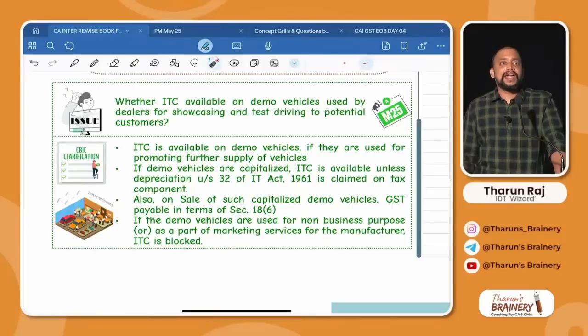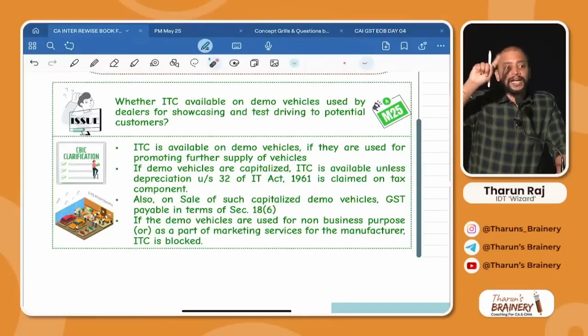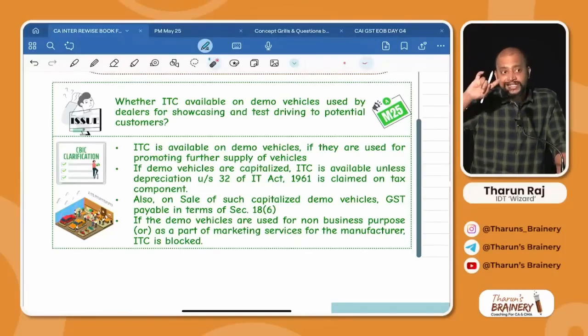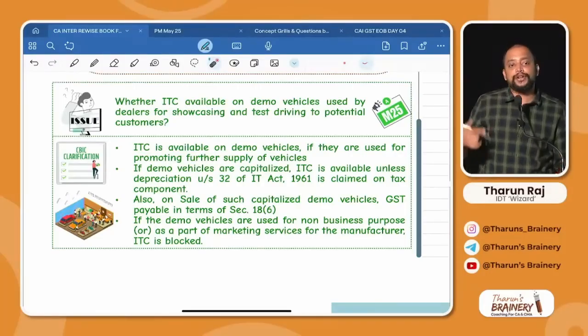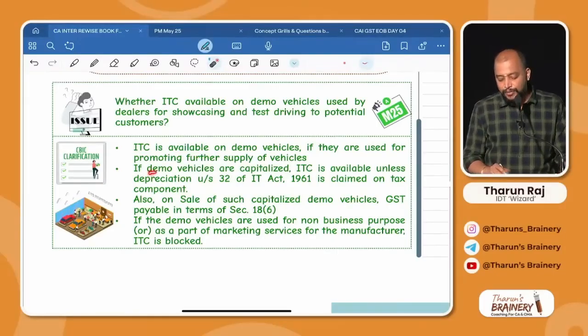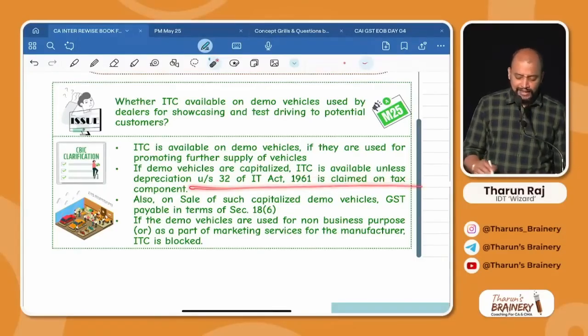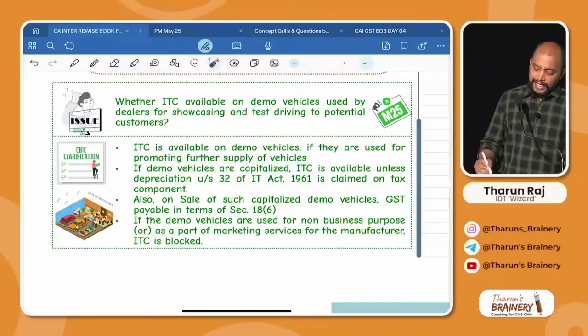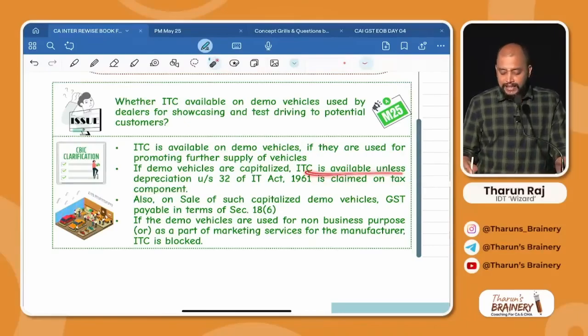When they capitalize it, can they claim depreciation under section 32? Yes, but they should be careful. When they are capitalizing, they should not take the depreciation on full value including ITC. If they take it on full value including GST, then ITC is not available. Yesterday we discussed that point, section 16 subsection 3. If you compute depreciation on full value including the tax component, you will not get ITC. That point is only connected here. If the demo vehicles are capitalized, ITC is available unless depreciation is claimed on the tax component. Unless depreciation under section 32 is claimed on the tax component, definitely ITC is available.